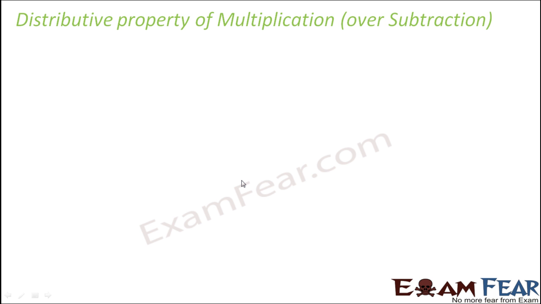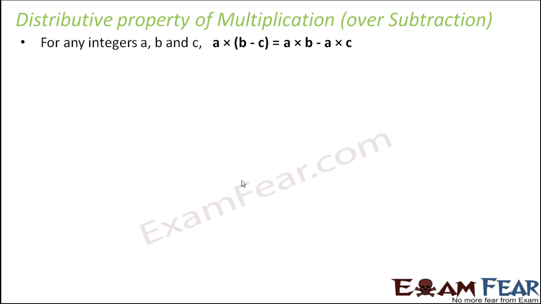This is going to be very similar to what we learned in the previous slide, just that instead of addition, it will be for subtraction. So this tells us that a multiplied by b minus c is equal to a into b minus a into c. So let us take examples to verify this.